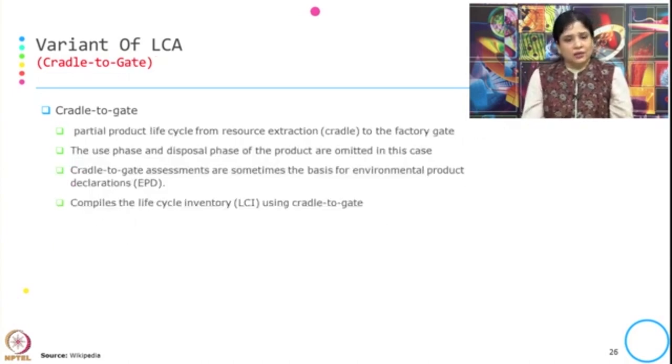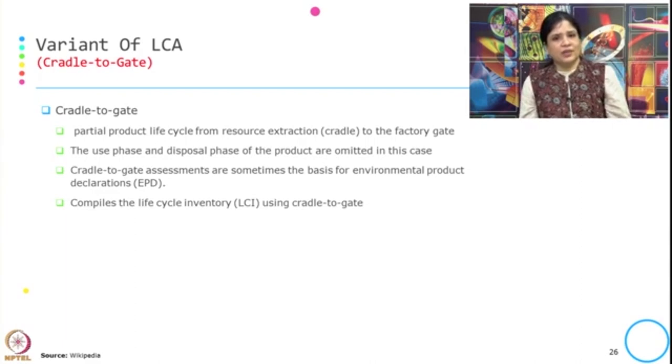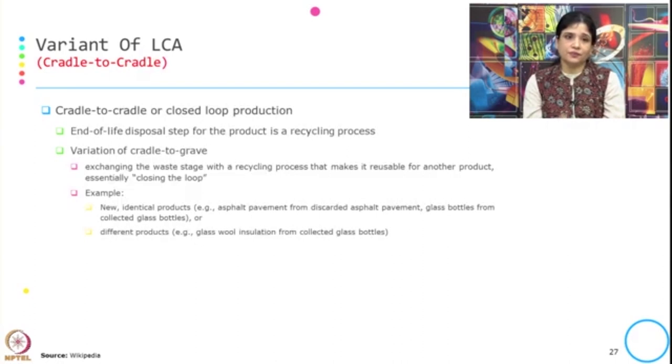Then cradle to gate. This is a partial product life cycle, from getting it from the resource to the factory gate. The use phase and disposal phase of the product are omitted in this case, and this cradle to gate assessment is typically the basis of EPD, and it compiles the life cycle inventory using cradle to gate.